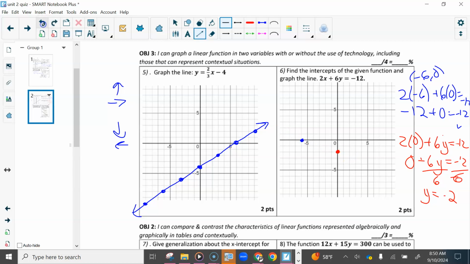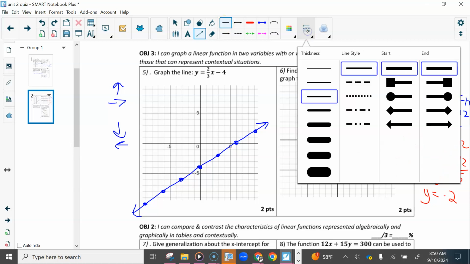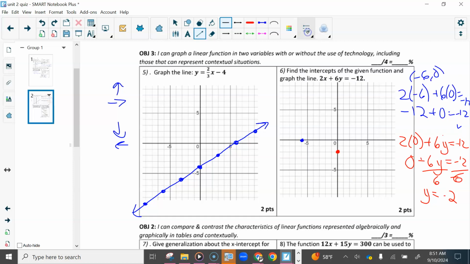That was so complicated. Let's try that again. So the x and y intercepts, when you graph that line, it may not be as straight, but try to make it as straight as possible. Questions on that one?